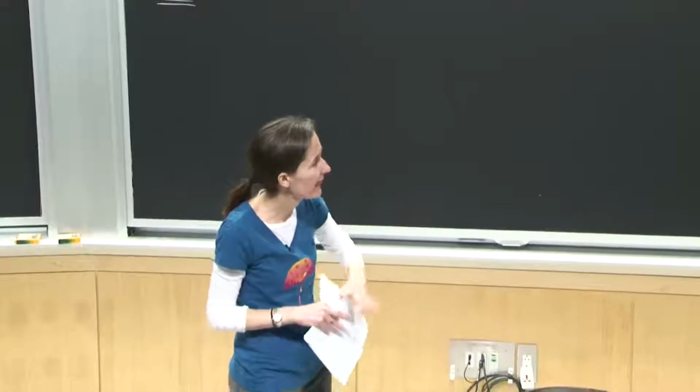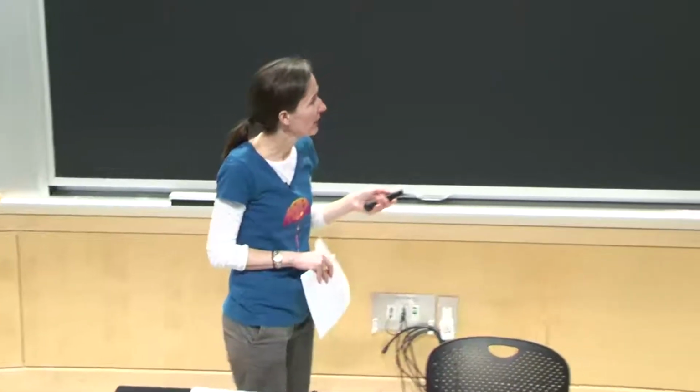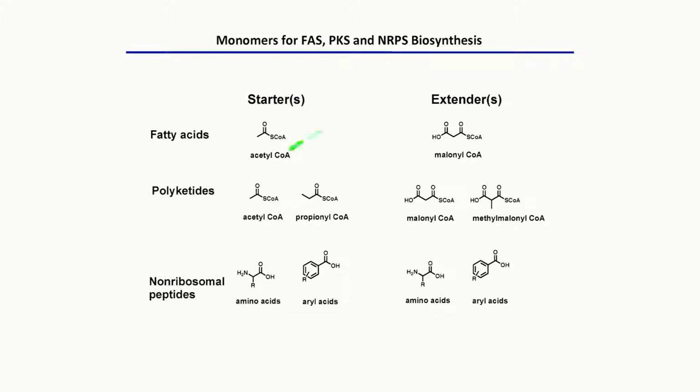Okay? And so this is a slide from last time where we considered the starter units and extender units for fatty acids and for polyketides. And so in non-ribosomal peptides, we also have starter units and extender units. But in the case of the non-ribosomal peptides, as the name indicates, we're going to be thinking about amino acid monomers. And we're also going to be considering examples where there's aryl acid monomers. So these NRPS assembly lines will form polymers that incorporate amino acid and aryl acid monomers.